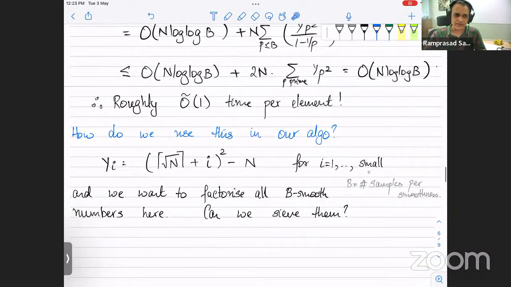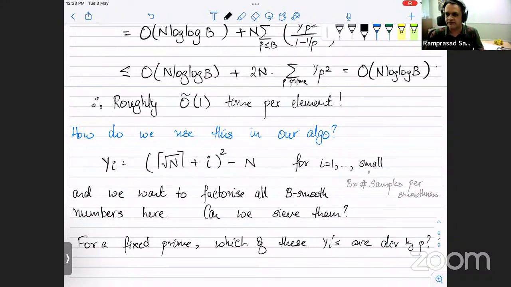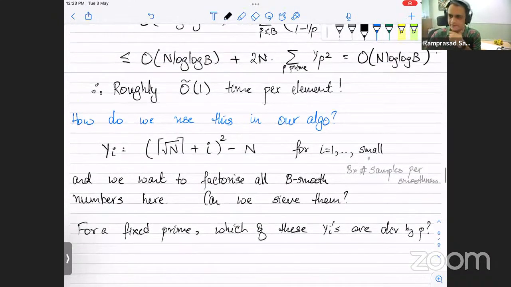So the key question here is the following. For a fixed prime p, which of these y_i are divisible by p? What are the y_i that you should even attempt to divide by p? Any thoughts? How do you know which y_i to try?